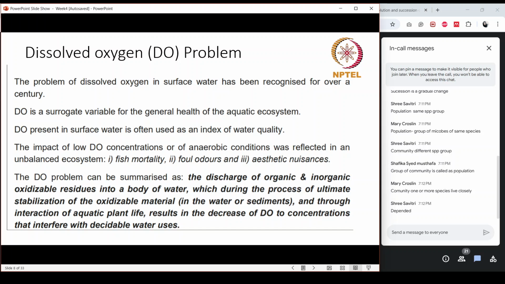When the oxygen level goes below a certain level, let's say 4 milligrams per liter, the aquatic organisms, the fishes, won't be able to survive. So we say that the water is sick, the water is not fit. This is why dissolved oxygen measurement is very important. DO is a surrogate variable for the general health of the aquatic ecosystem. DO present in surface water is often used as an index of water quality.